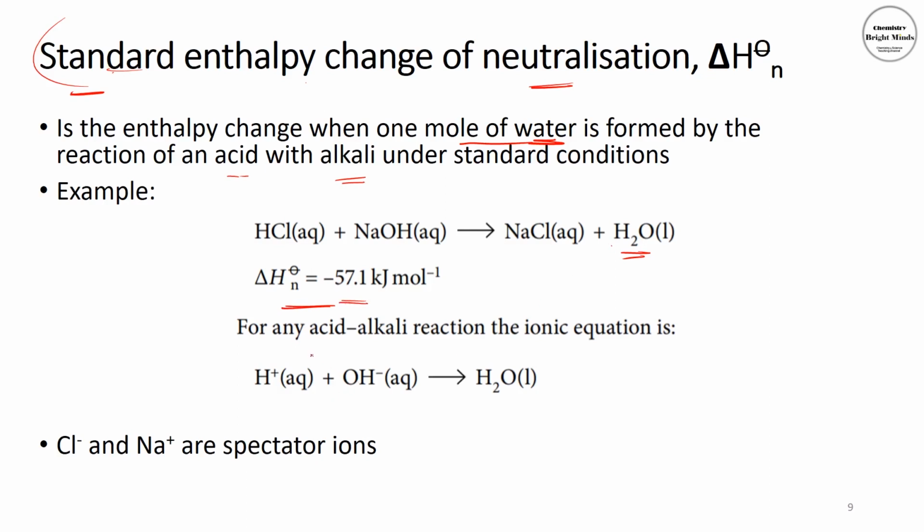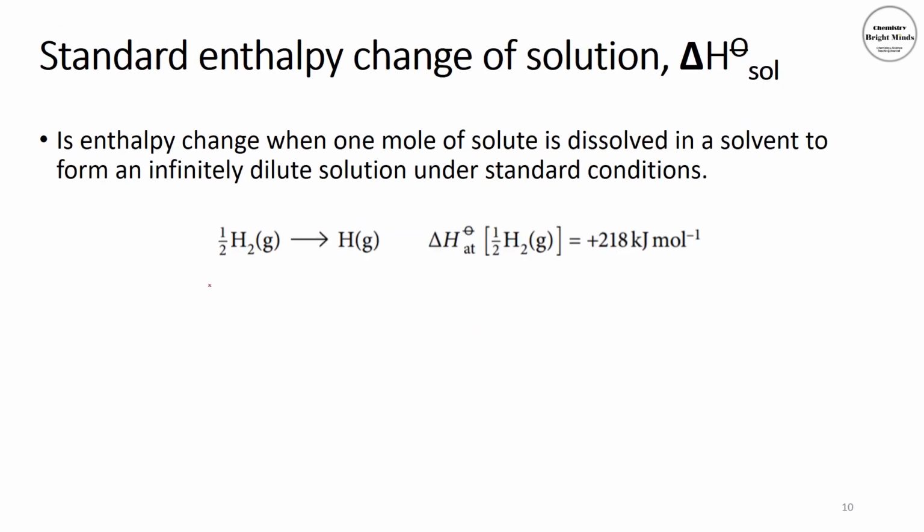Usually in the acid-alkali reaction, the ionic equation involves the reaction of the hydrogen ions and the hydroxide ions to form water. Usually the chloride ions or the sodium ions we call spectator ions. This means they are not involved in the chemical reaction.